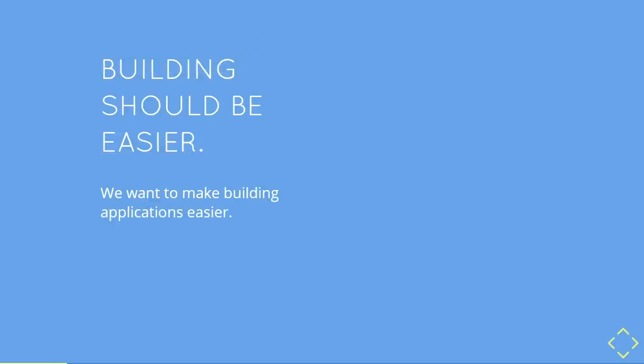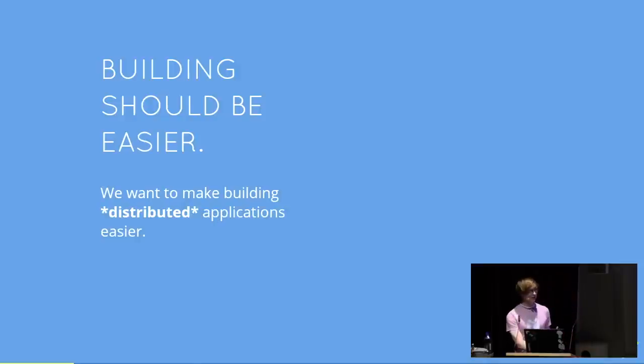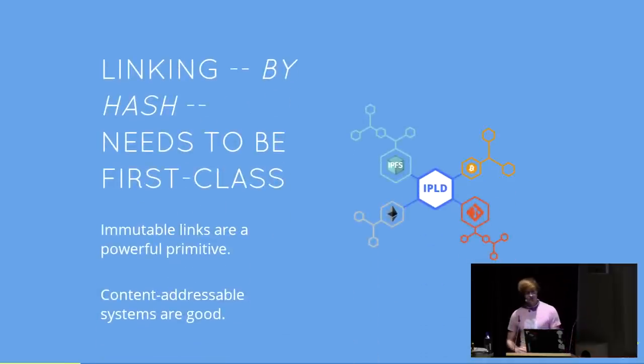So overall, this is going to be a talk about building software should be easier, but especially that building distributed applications should be easier. And that's something that we really want to narrow in on. And one of the primitives that we really need to build distributed software is linking. And linking especially by hash. This needs to be something that's first class.